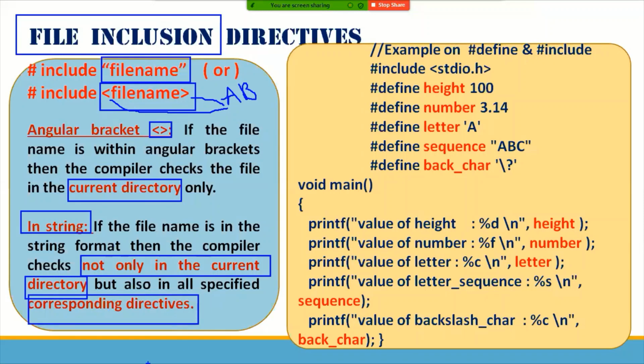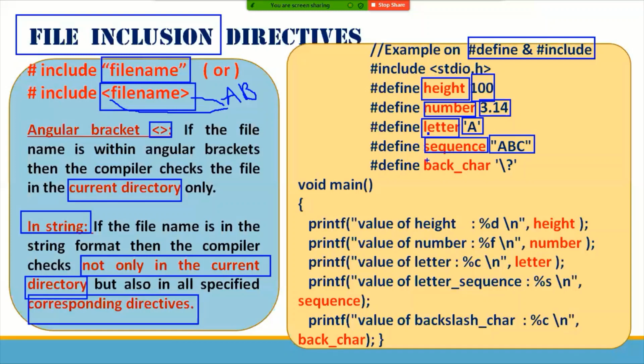Now we'll see one example program. This example program covers both #define and #include, that is, both macro substitution as well as the file inclusion concept. In this program, one height symbol is defined with value 100, one number symbol with value 3.14, one letter symbol with value A, one sequence symbol with the string value ABC, and one backslash character symbol defined with backslash question mark.